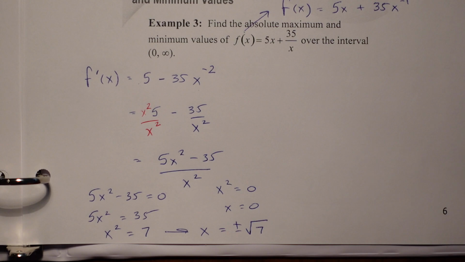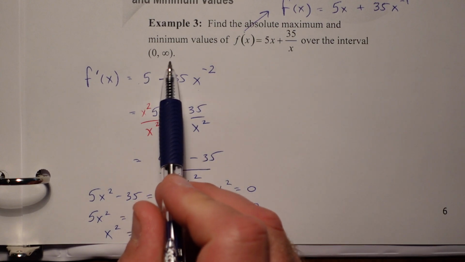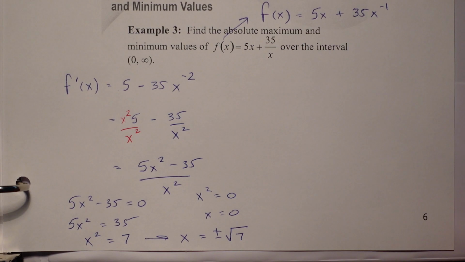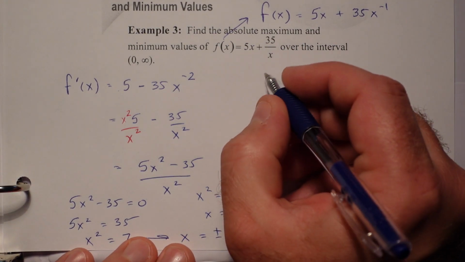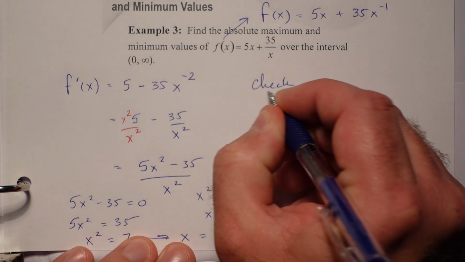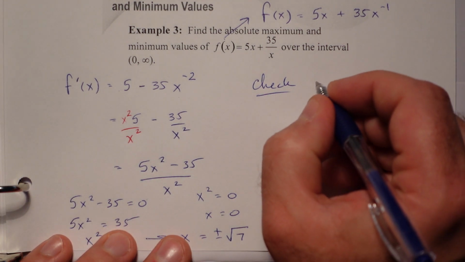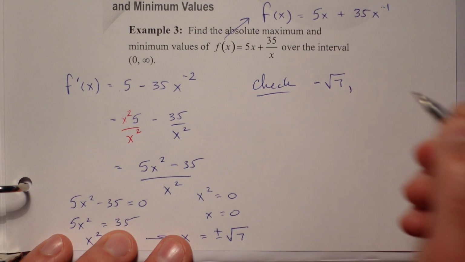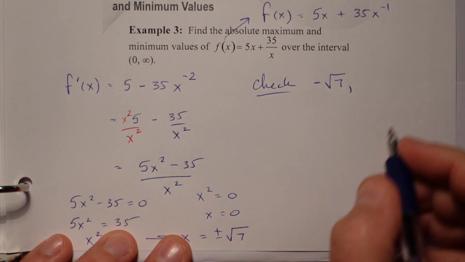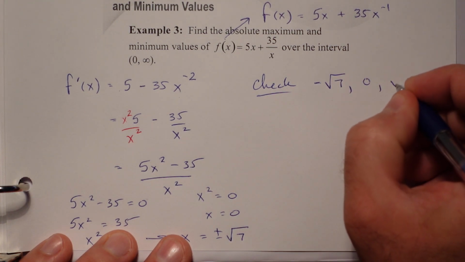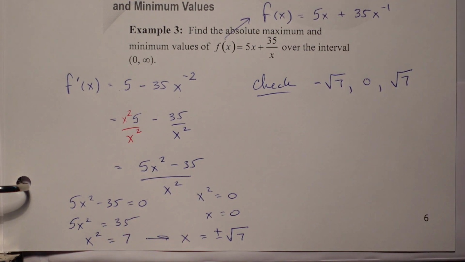Notice we don't have any endpoints to check. So all we have to check on this open interval, and I'm going to list them out in order, is negative square root of 7. Then I've got the 0. And then I've got the positive square root of 7.